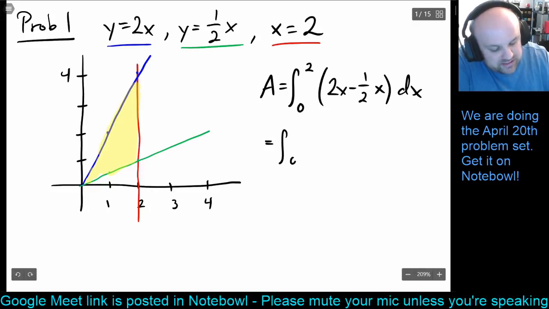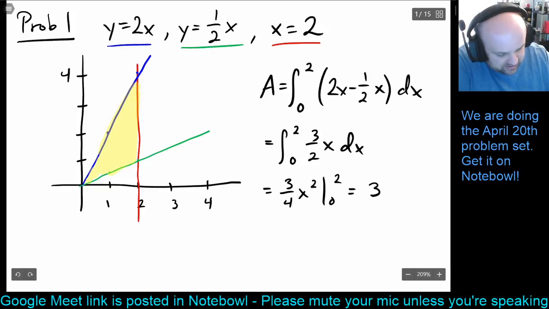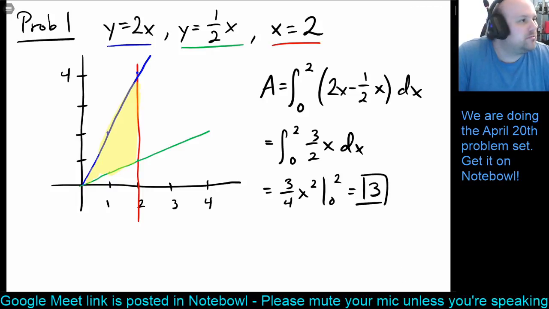So we're really doing the integral from 0 to 2 of 3/2 x dx. And so when we integrate this, we're going to get 3 over 4 x squared from 0 to 2, which is actually exactly 3. Interesting. All right, so let's go ahead and do the next problem.